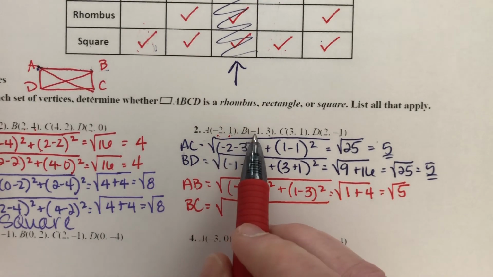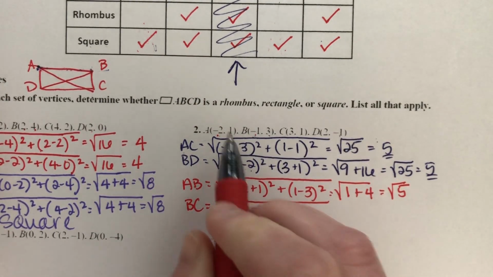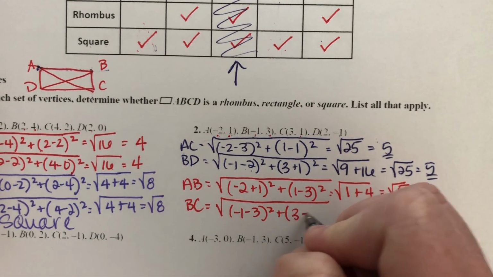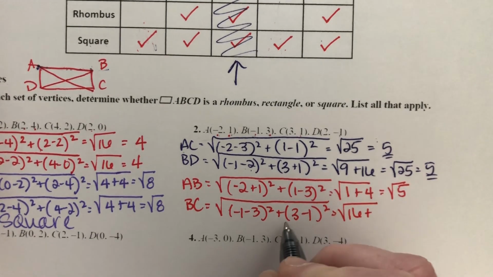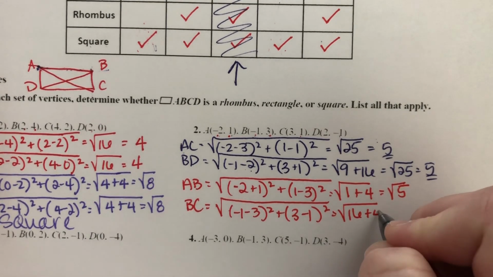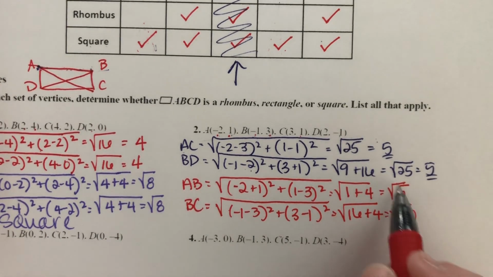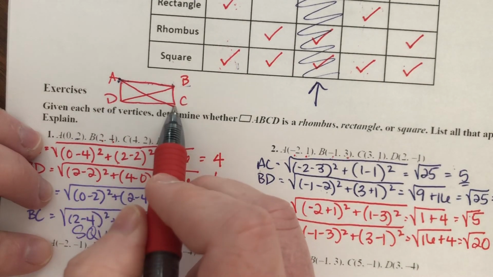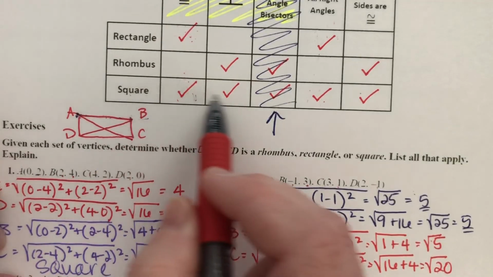And then let's see, negative 1 minus 3 squared plus 3 minus 1, I guess, squared. Negative 1 minus 3 is negative 4. Negative 4 squared is 16. 3 minus 1 is 2. 2 squared is 4. Uh-oh. And I get square root of 20. So these are not the same. So the length of consecutive sides of my shape, whatever that shape is, are not the same. So it cannot be a square.